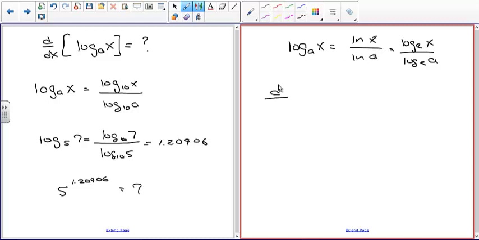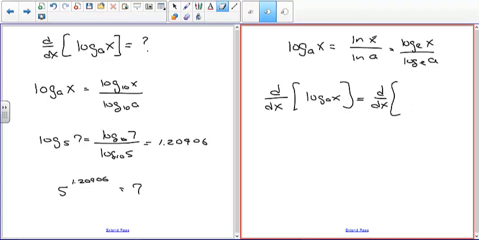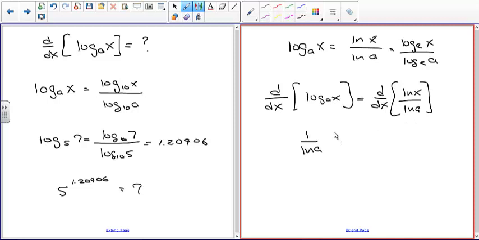So I'm using the change of base formula for logarithms. When I say I want to take the derivative with respect to x of log base a of x, that's the same as saying I'm going to take the derivative with respect to x of the natural log of x divided by the natural log of a. But a is just the base. It's a constant. So I can take that outside the derivative. So I get 1 over the natural log of a times the derivative of the natural log of x with respect to x. Well, that's just 1 over x. So I get 1 over the natural log of a times 1 over x.